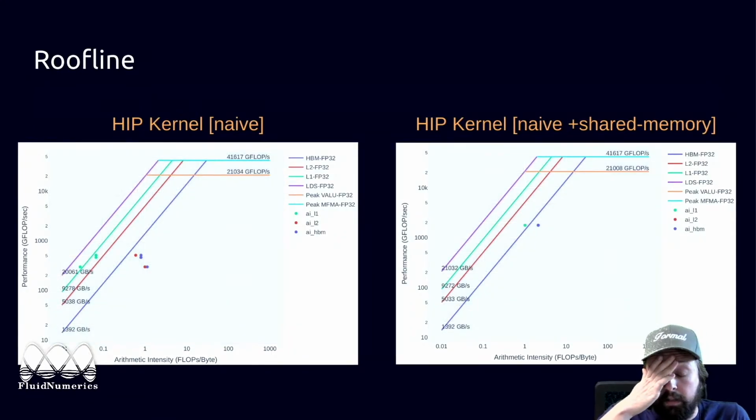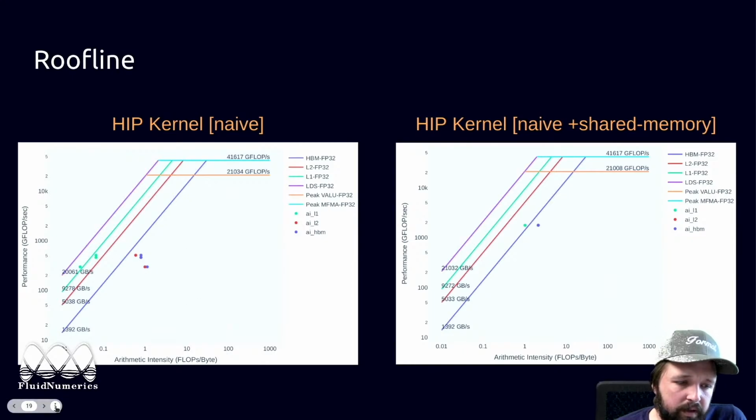All right, so I'm going to show a couple roofline diagrams here. On the left, we're looking at the HIP kernel naive, so not using shared memory. And on the right, we're looking at naive plus shared memory. So let's focus on the left side first here.